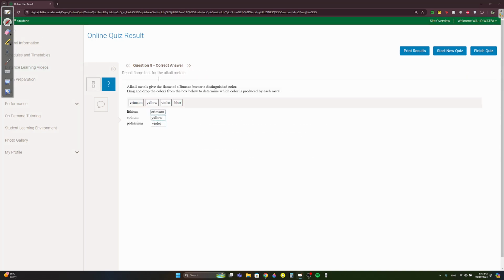Question 8. What is the color of the flame for each of these? Lithium is crimson red. Sodium is yellow. Potassium is violet or lilac.